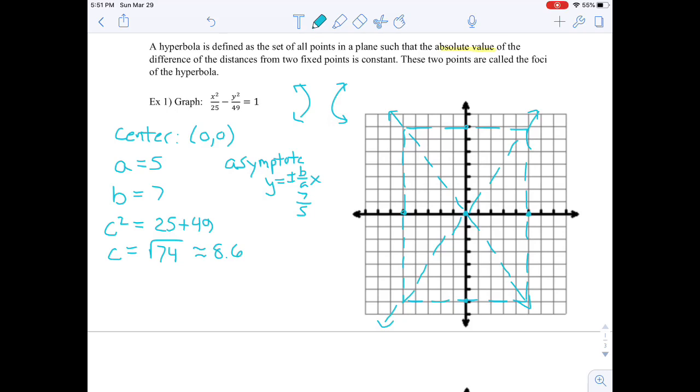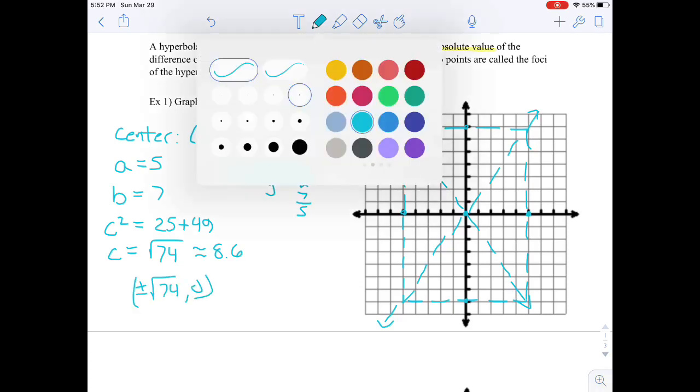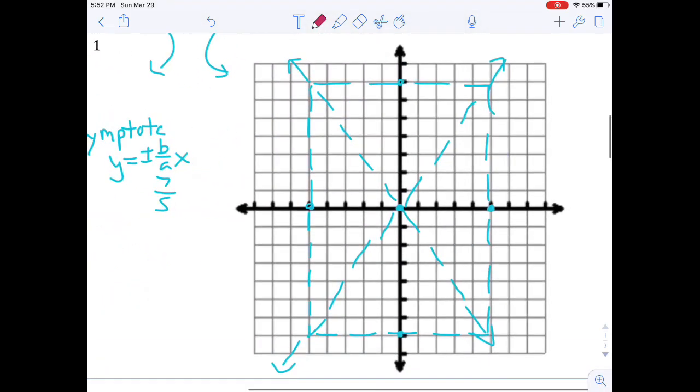Okay. And then our focus, since we're going left and right, it is going to be adding it to a. So it'd be 5 plus or minus, oops, sorry, we're at 0, 0. So it's just going to be going from your center, which was 0, and going out square root of 74 both directions. So it'd be plus or minus the square root of 74 comma 0, which is about 8.6. So that's going to get us 1, 2, 3, 4, 5, 6, 7, 8. So get us up to here. That's going to be our c's, our foci.